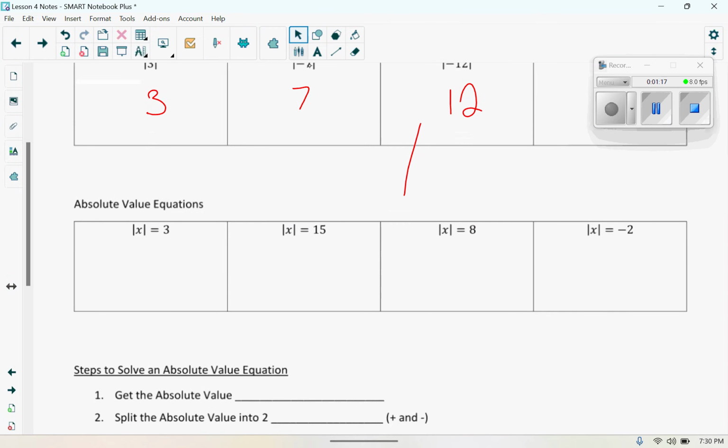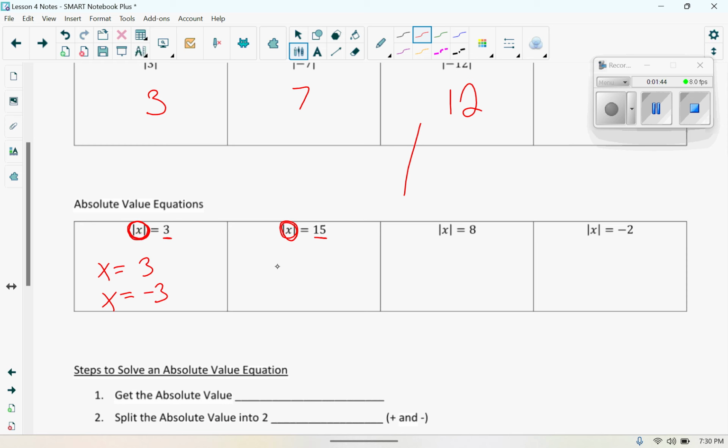Okay, so the next part, let's think about it this way. What two numbers could I put in here for x to make it equal 3? Well, if I go to the right, x could equal 3, but if I went to the left on the number line, x could equal -3. So absolute value is always equal to the positive and negative of this number.